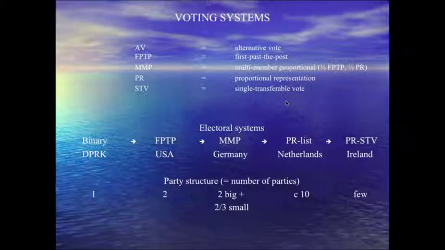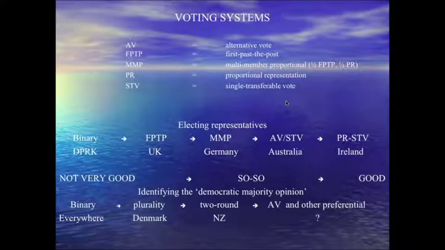But the main influence on the political structure is not so much the electoral system, but the decision-making system. And again, this varies from not very good to so-so to good. And for some extraordinary reason, nearly every country in the world uses one of the worst methodologies that has ever been devised, namely binary voting. And so my talk today is going to be looking at decision-making, voting methods used in decision-making.